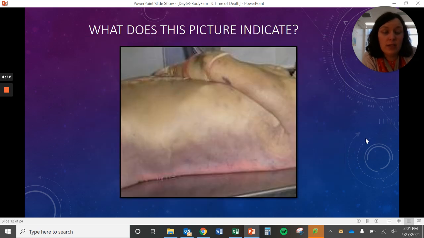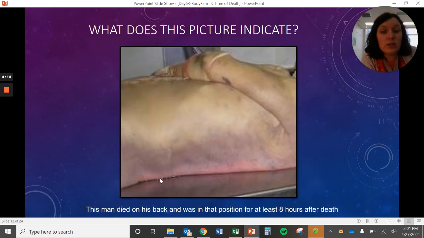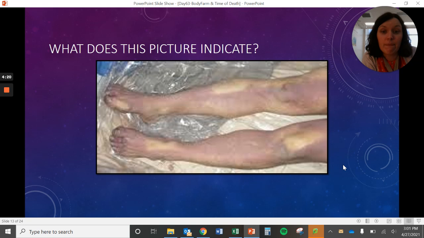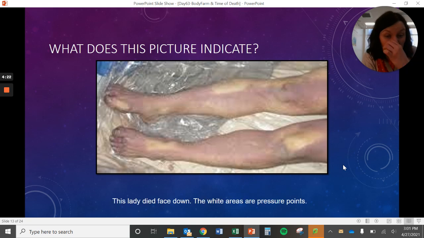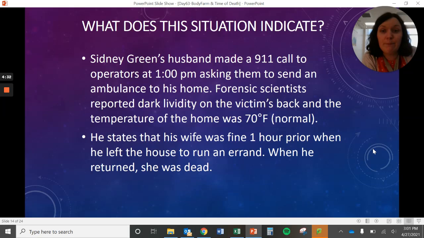Okay, this next one. Here we know that the body was on its back for at least 8 hours because the lividity is on the back. Here we know that the individual was face down because lividity is on the front of the legs. These white areas are the pressure points where the legs were located, and we can kind of determine how the legs were positioned at the time.